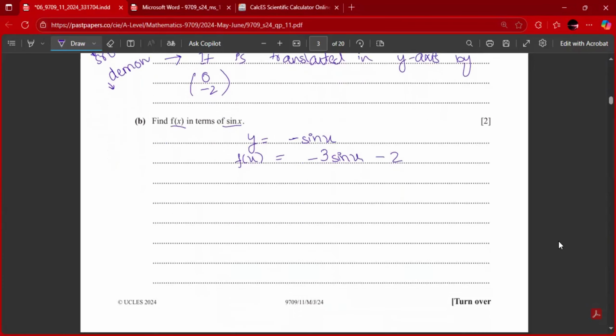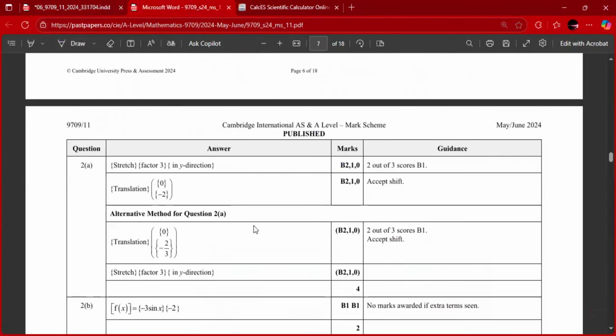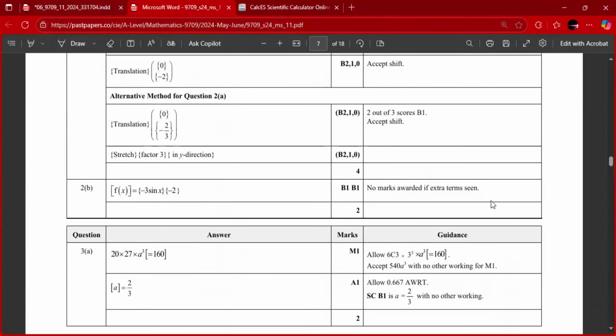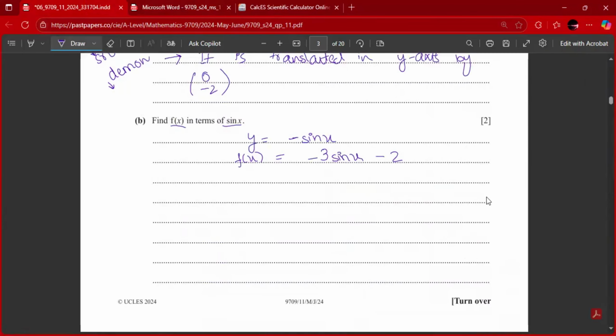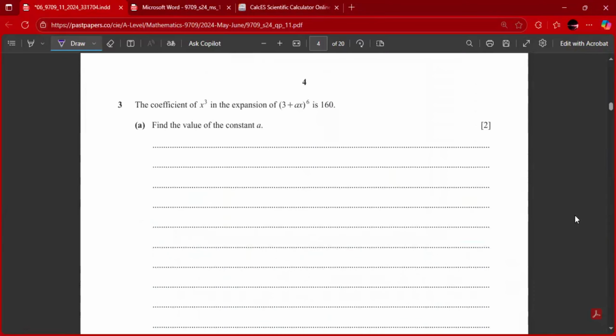That's it. This is the 2 marks. You just need to write this thing for 2 marks. So let's see. -3 sine x -2. No marks awarded if extra terms seen. Okay, so this is great. 3 marks, guys. Try to understand the concept in your class.